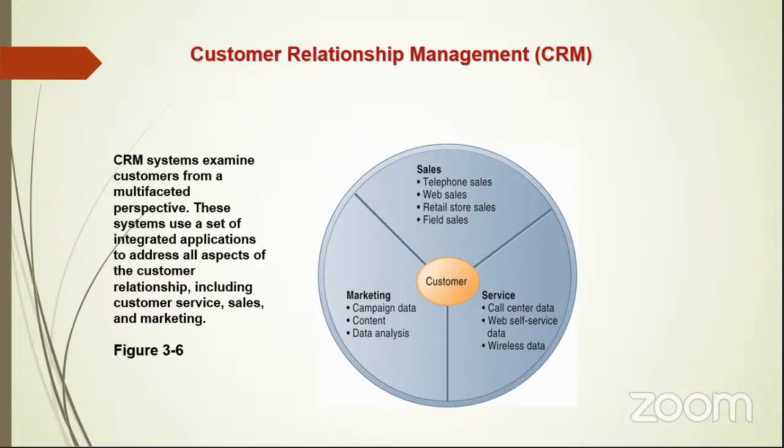So with marketing, you do some kind of market survey, and then you capture some campaign data about prospective and actual customers. You figure out what the content of marketing is going to be like and analyze that data in order to then have a sales plan. So the sales will be of many different types. Could be telephone, web, sales in a retail store, and field sales, which is face to face.